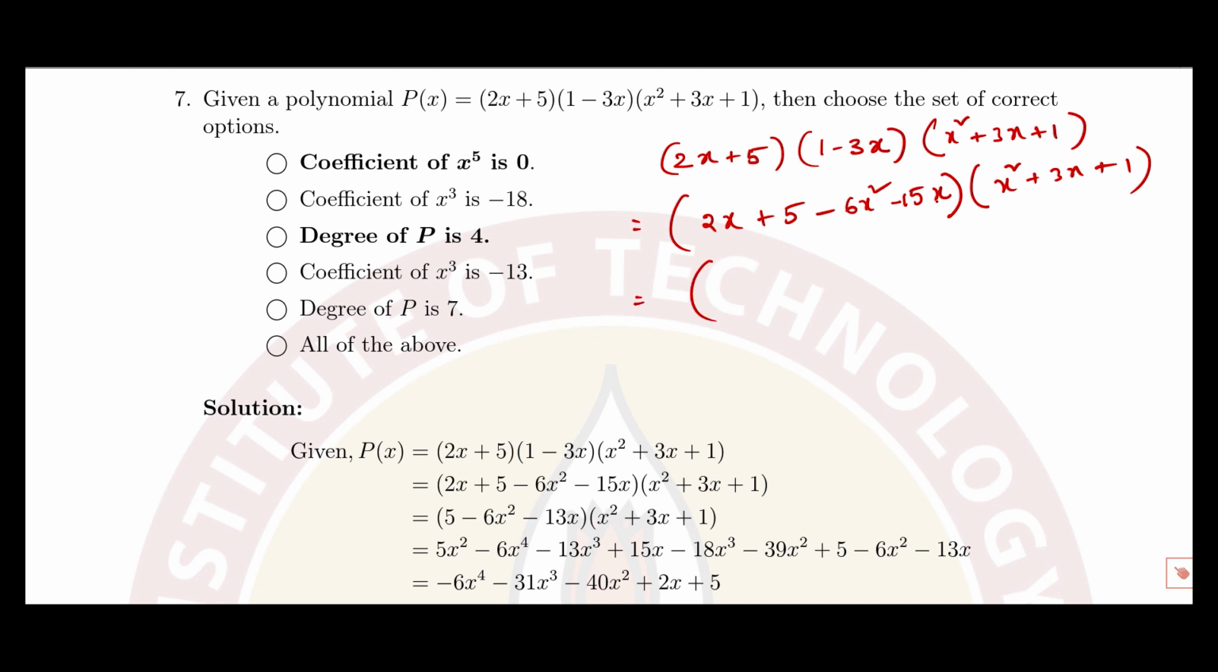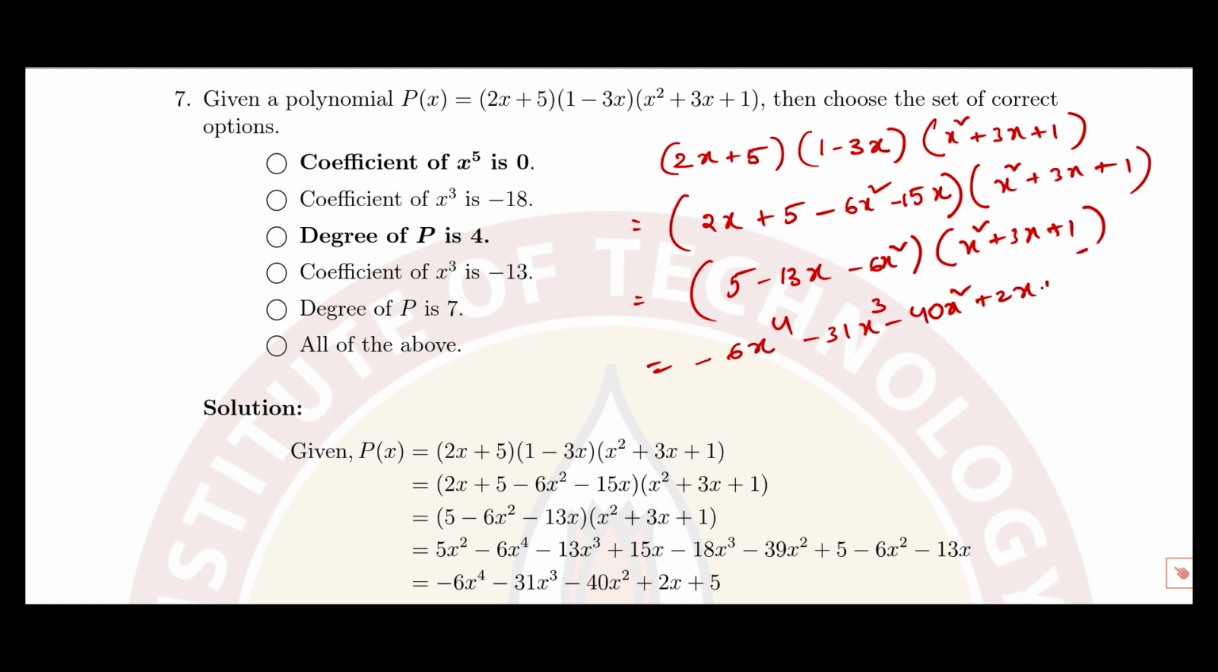If we simplify a little bit, we will get 5 plus 2x minus 15x, which is minus 13x, minus 6x square, times x square plus 3x plus 1. If we expand this product, finally we get minus 6x power 4 minus 31x cube minus 40x square plus 2x plus 5. So this will be our p of x.